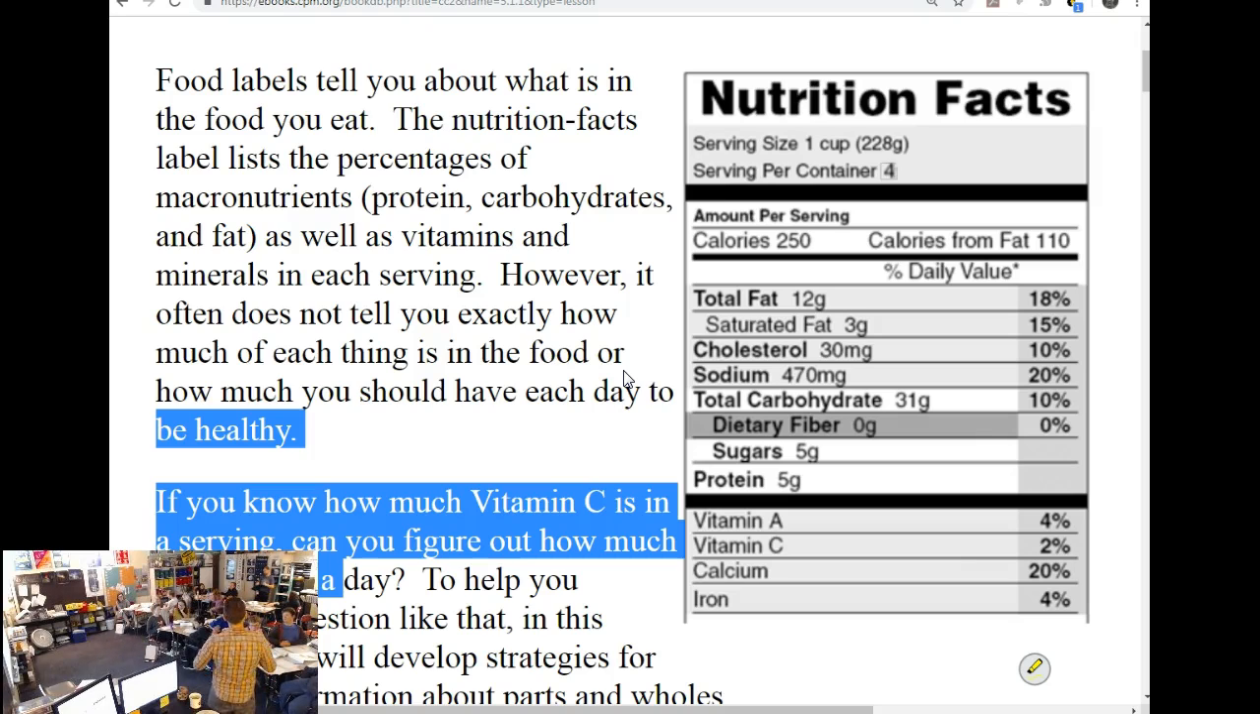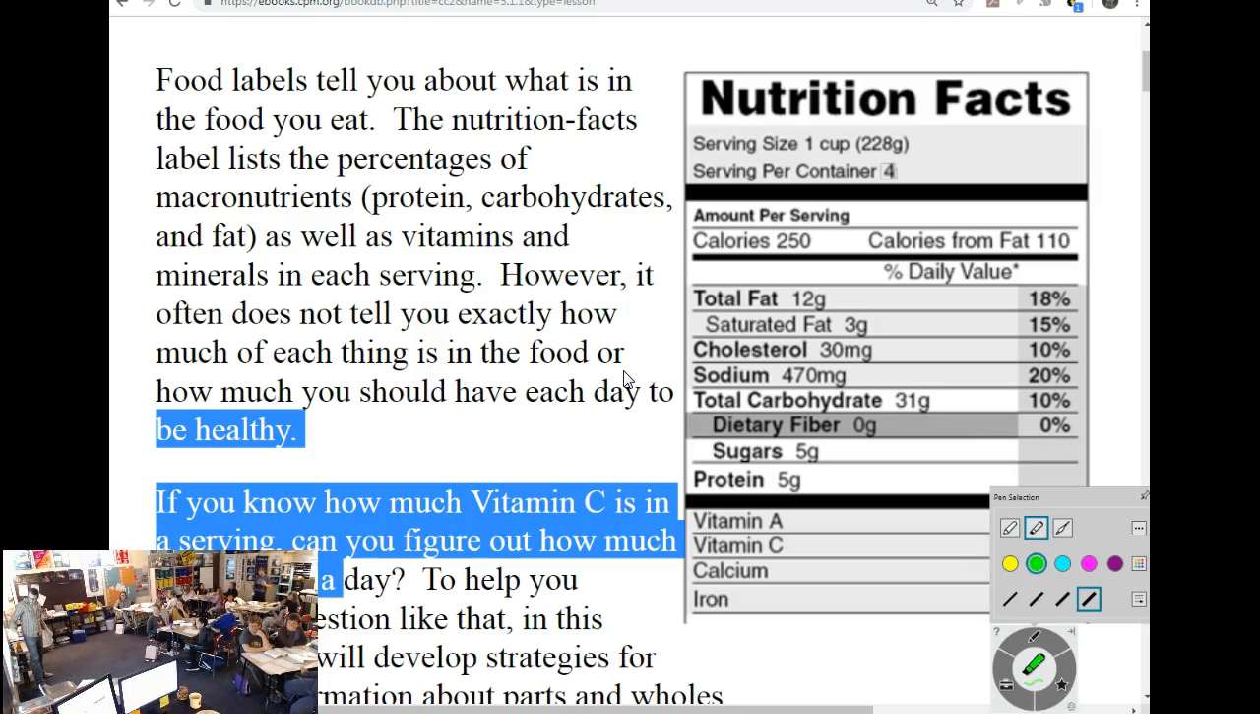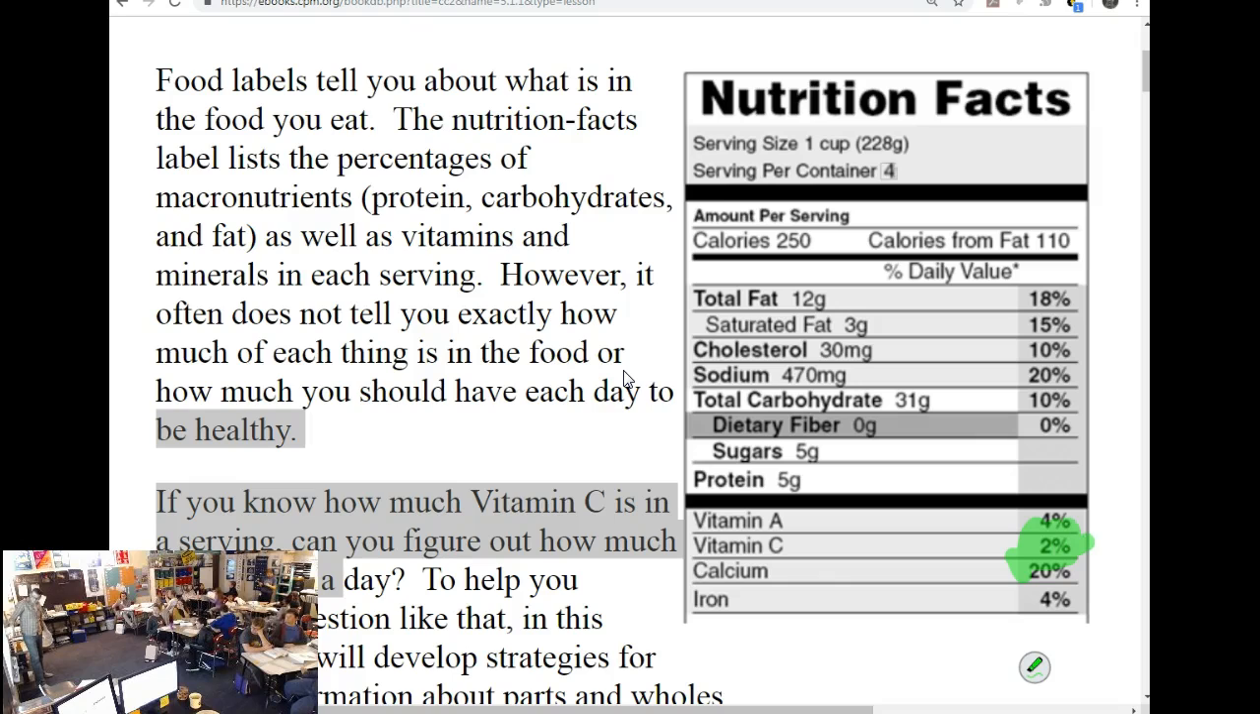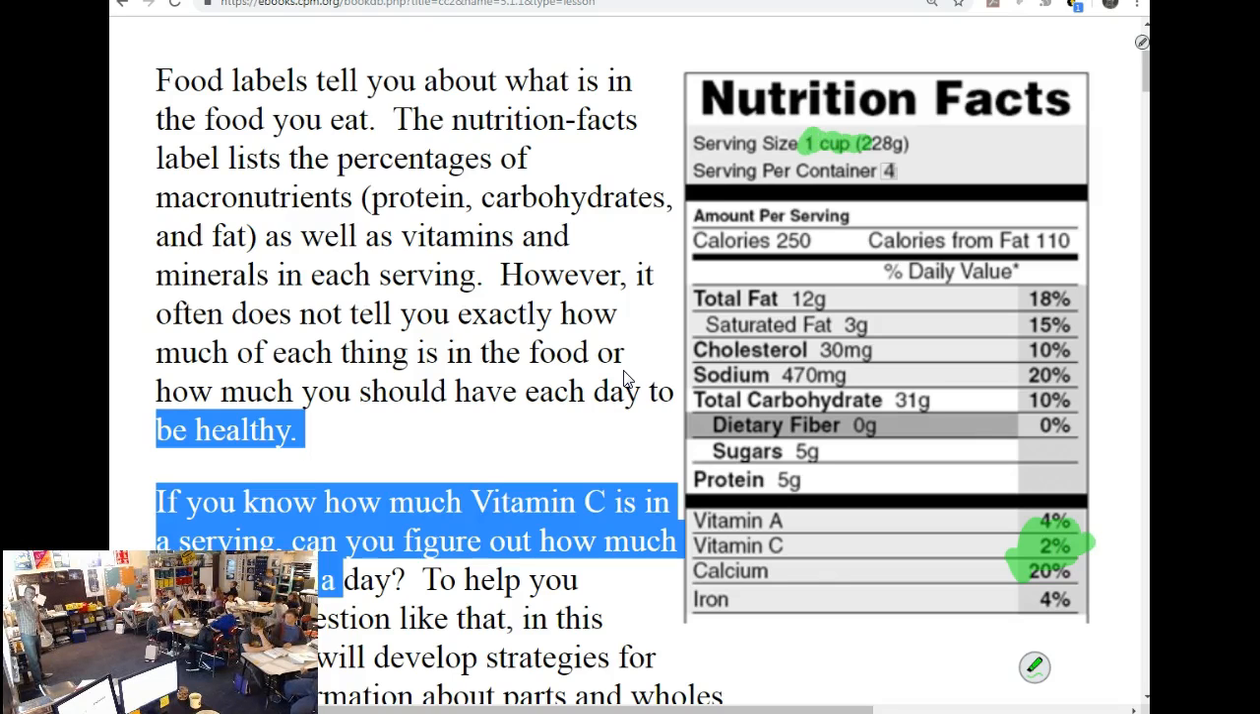So if I eat this entire container, if I eat all of the servings, what percent of vitamin C will I have? Casey? 8. How'd you figure that out? Because if it's 2% in one, you multiply it. Yeah. Casey says if I know that it's 2% in 1 cup, and I eat the whole thing, all 4 of them, I have to multiply my 2% by 4, and I will have ended up eating 8% of my vitamin C.